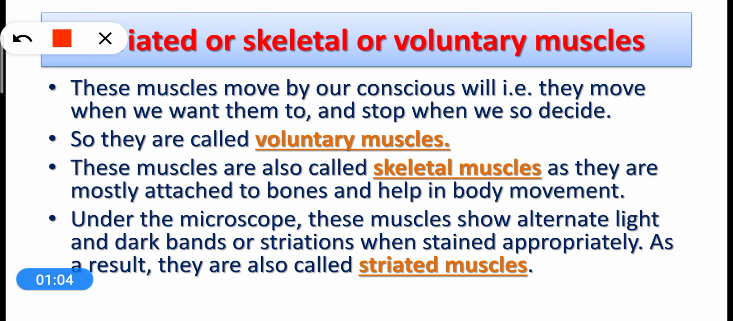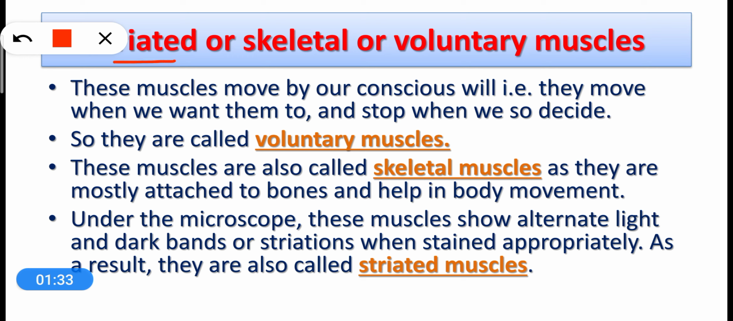So first of all, actually there are three different types of muscles. One are called striated or skeletal muscles, right? The second one are the unstriated and smooth muscles, and the third one are the cardiac muscles. So first of all, we will learn about the striated muscles or skeletal muscles or voluntary muscles. So these three names are given to the same type of muscles. Let's understand about them. So students, these are called striated muscles.